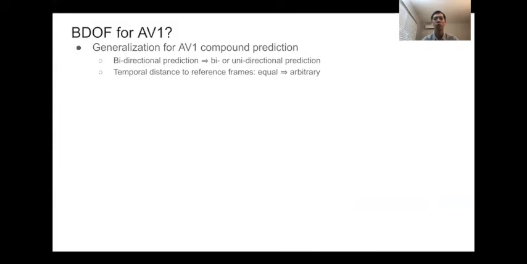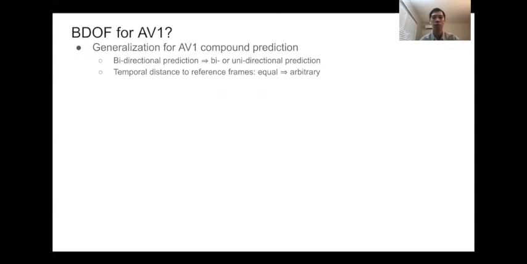And now if we were to integrate this tool into AV1, there are several generalizations we need to make. First, the AV1 compound prediction can be either bidirectional or unidirectional. For unidirectional, it means that the 2 compound references could be both from the past or both from the future. It's not necessarily one from the past and one from the future. And second, the temporal distance to the 2 reference frames may not be equal.